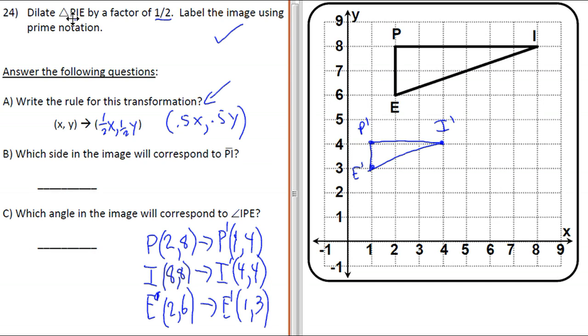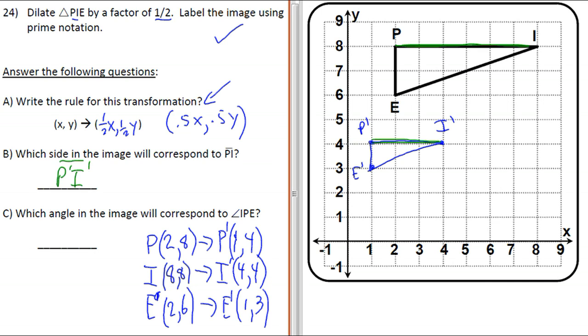Which side in the image will correspond to side PI? So I'm going to label or highlight PI. Well, that's the side that corresponds to it. So you just put P prime, I prime, and put a line on the top.